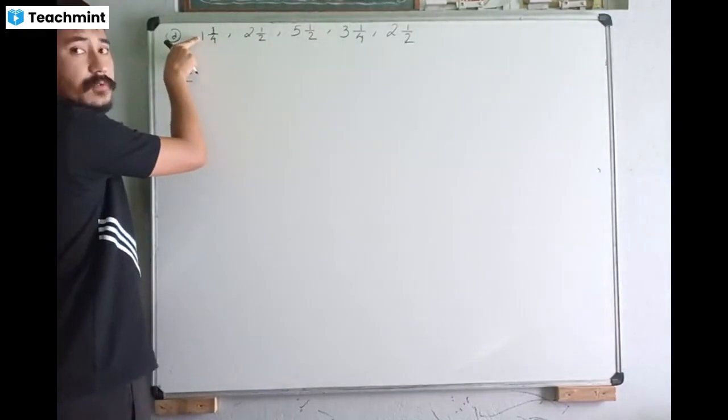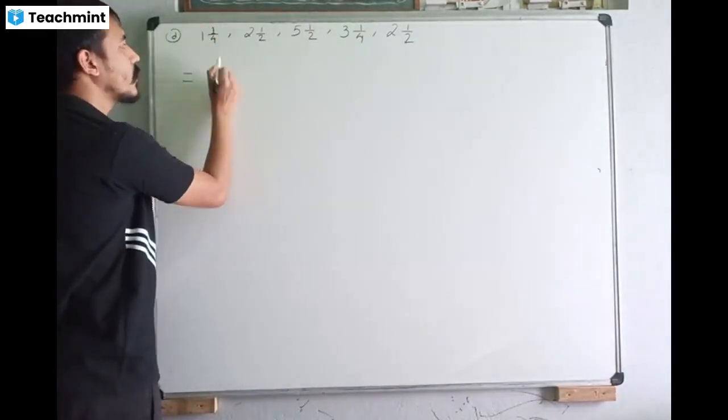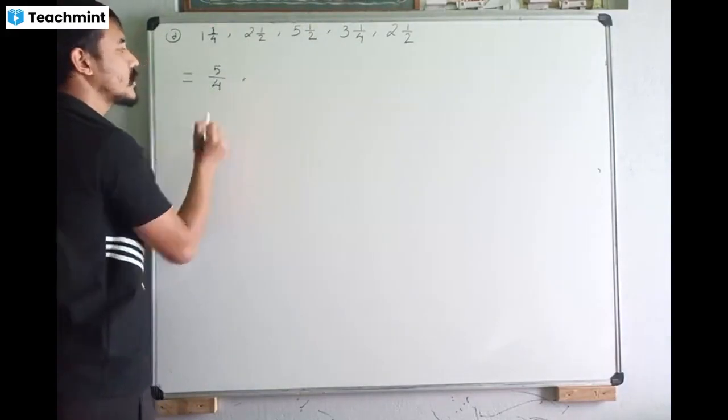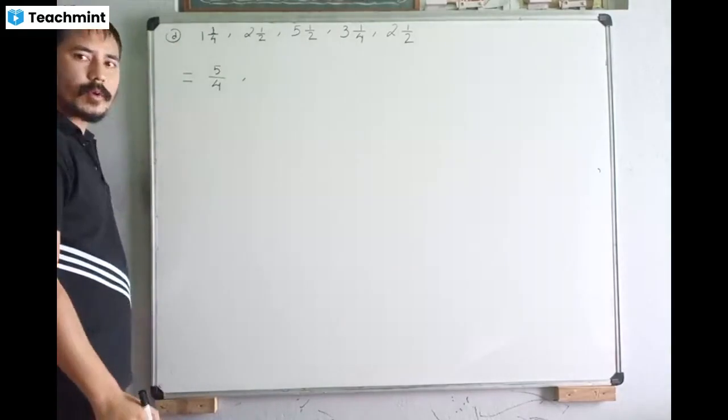4 times 1 is 4. 4 plus 1, 5. So the numerator will be 5. Denominator is 4. This is your first item, which is an improper fraction.